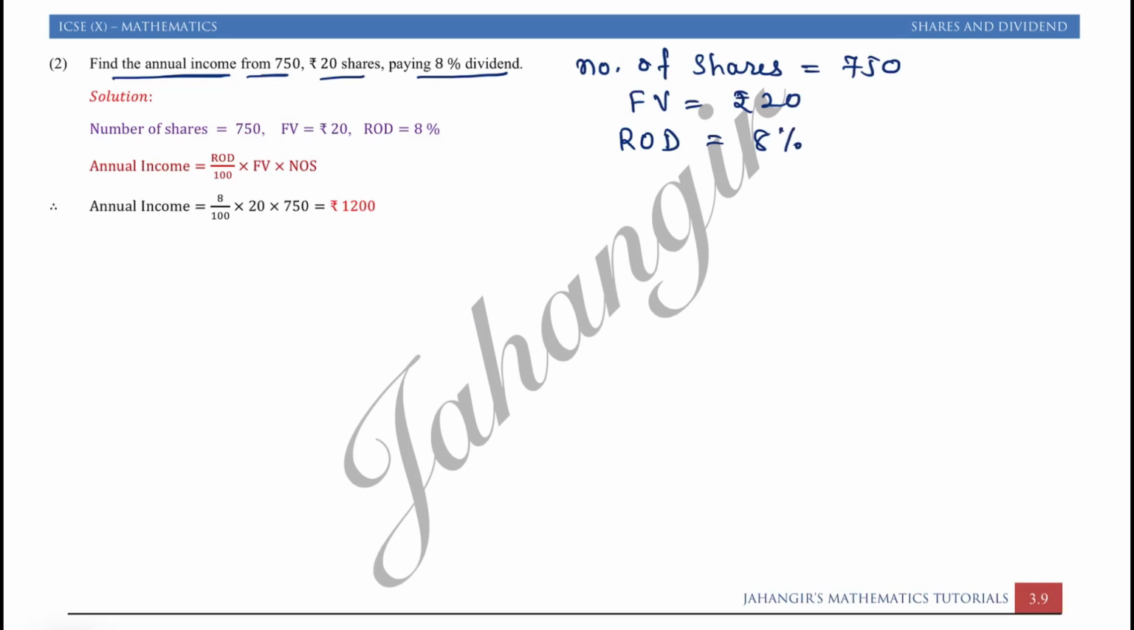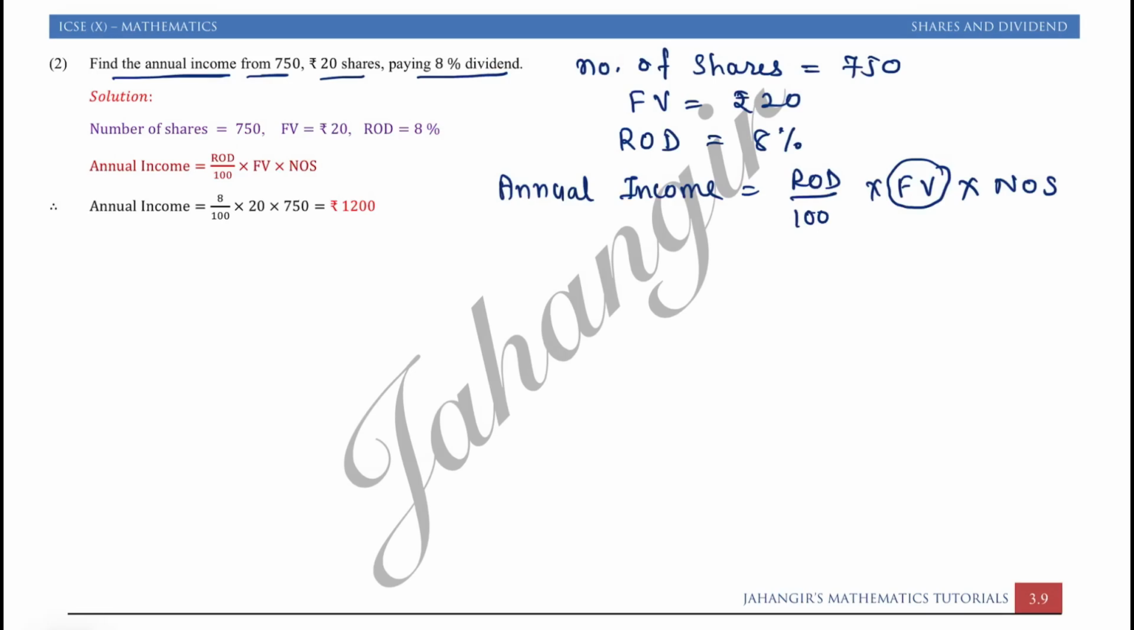So now we will use annual income ka formula. Annual income is equal to ROD upon 100 into FV. Do remember this is FV. Many students in the previous year were doing a mistake. They were mistakenly writing this as MB. So do not use MB to find income. Always use face value to find income into number of shares. It's a basic formula. Okay.